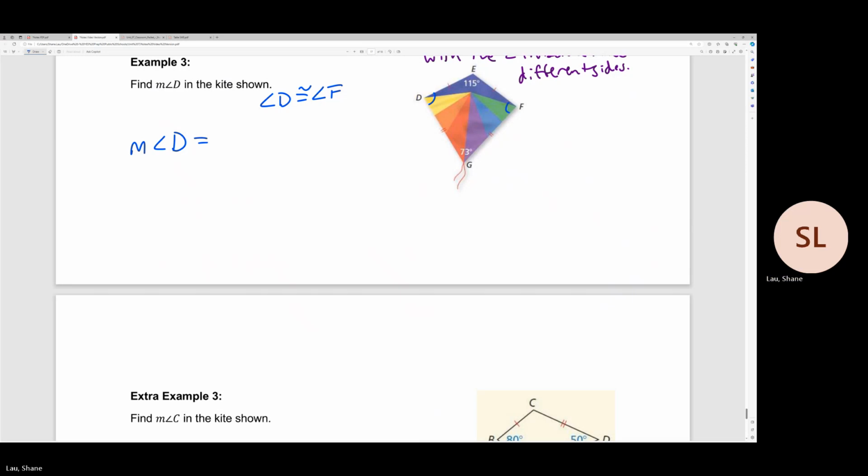Okay. And we're going to do the exact thing we did beforehand. We're going to take 360 minus 115 minus 73, and find whatever that angle measure is, which appears to be 172. Because I know D and F are congruent, divide by 2 on both sides, and I'm going to get 86 as my answer. Therefore, the measure of angle D is 86.